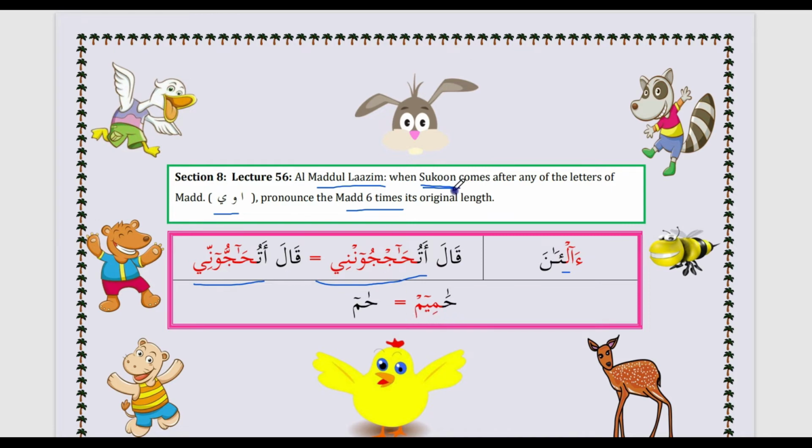So it falls onto this madul lazim when sukoon comes after the letters of mad, and one of the letters of mad is ya. Yeah, so we see meme is a sukoon coming after ya, so we have to prolong the sound 6 times its original length. So we say hamim. Yeah. So in this mad, it's a little bit complicated. The first example is clear. Whenever sukoon comes after any of the letters of mad, we prolong the sound 6 times its original length. We have lam with sukoon here coming after alif, which is the letter of mad, and we recite it 6 times. So we say al.